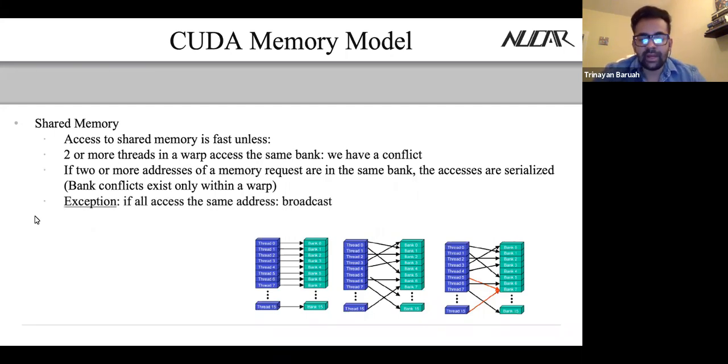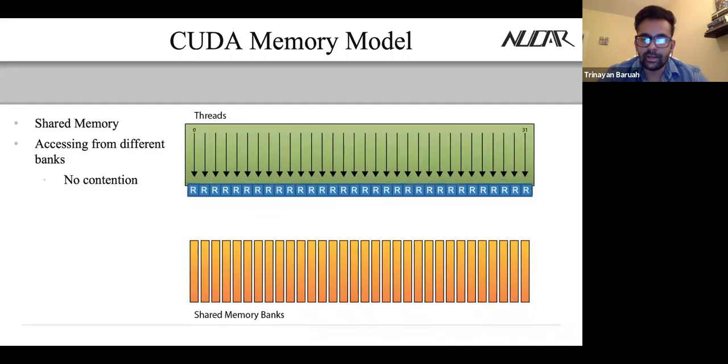There's one exception to this though. For example, if I have all the threads here, like thread 0 to 16, accessing bank 0, in that case the hardware has a special feature by which it can actually broadcast this value to all the threads. We'll see how the broadcast looks. Basically, if you're trying to read just one value, so all the threads read one value, there's a special way the hardware handles this, which is called a broadcast.